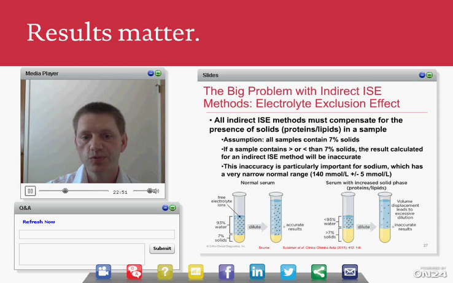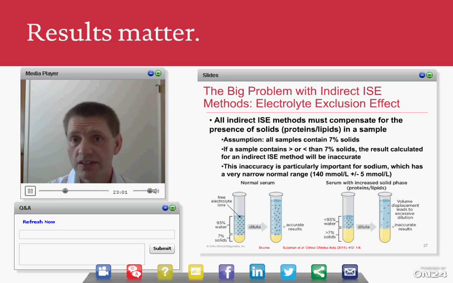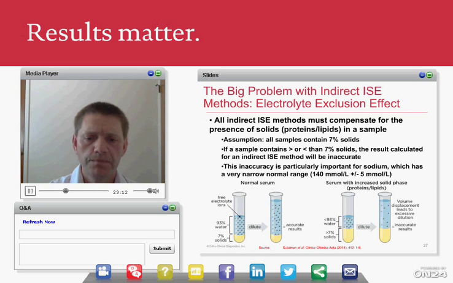Now, the reason this is really important for sodium in particular is because the reference range for sodium is very, very, very narrow. It's plus or minus about 3.5%. So it's 135 to 145 that are typically the values used. So really that means 140 plus or minus 5 millimolar.